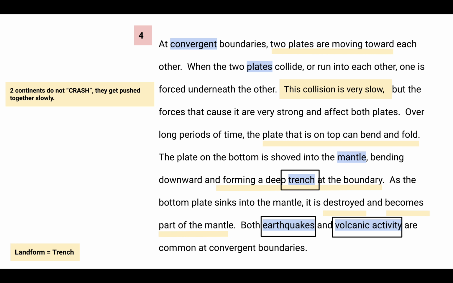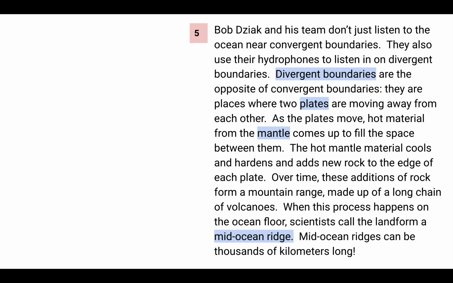It's a distinction between when we go to compare and contrast between convergent plate boundaries and divergent plate boundaries. These things that I've highlighted, that I've put boxes around, this is a really easy way for you to identify this one's convergent. Okay? All right, so now look at paragraph number 5. This one is talking about divergent plate boundaries. And so again, I've highlighted in a different color the vocabulary words that we're looking at. You've got divergent boundaries. We've talked about plates. We've talked about mantle. And then down at the very bottom, new vocabulary word is mid-ocean ridge.